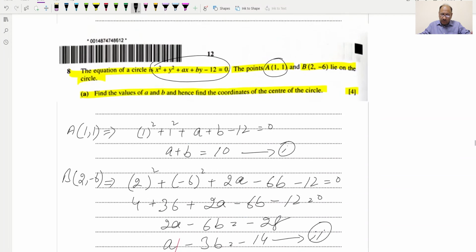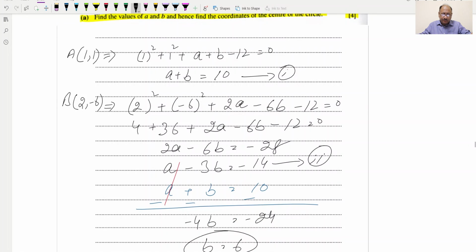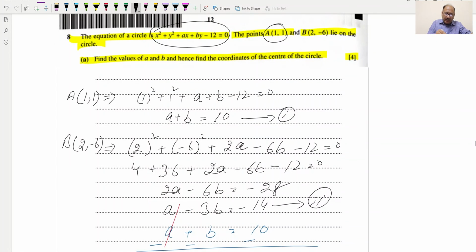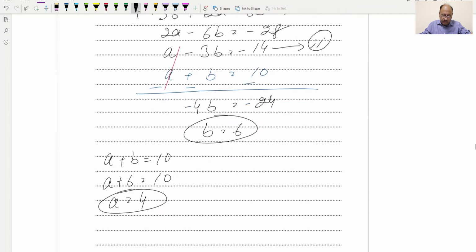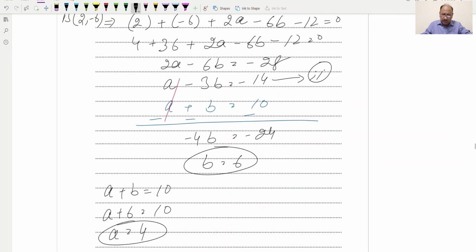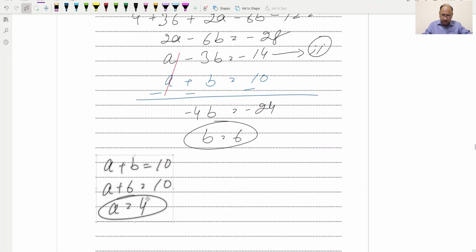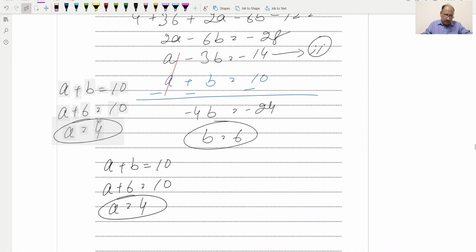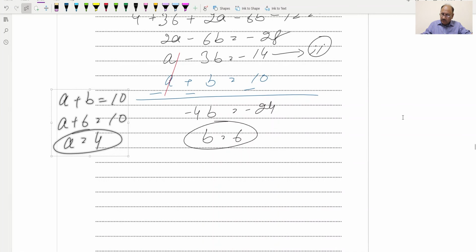These are the A and B values we found. Now they are saying, and hence after finding this, find the coordinates of the center of the circle. So for the center of the circle, we will replace the A and B values, and what I will do is shift this over here. So this is our A and B value. This is separated. Now we can use the space.